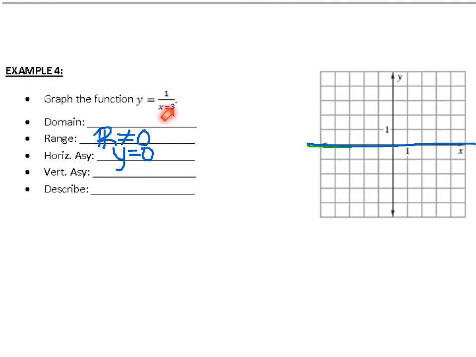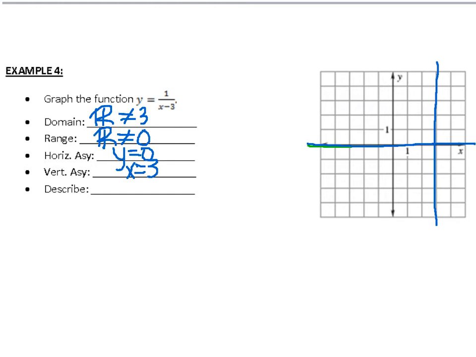Looking here, I've got this minus 3, so I know my whole graph is going to shift to the right 3. So that would move my vertical asymptote over here to the line x equals 3. So my vertical asymptote is x equals 3. That means the only x value I can't have is 3. So my domain is all real numbers not equal to 3.